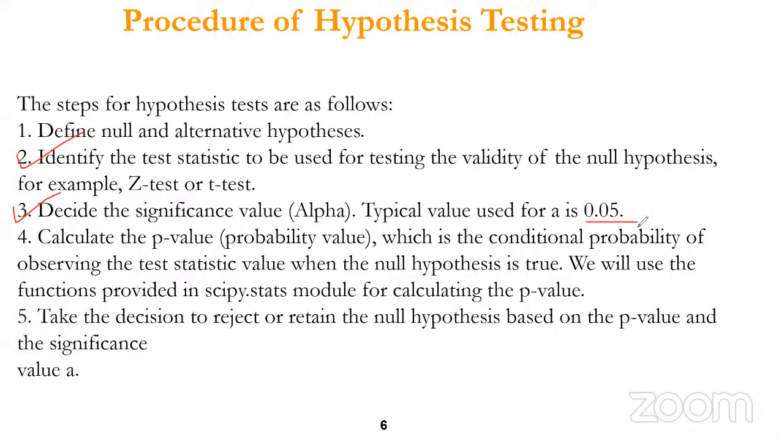which is equal to 0.05. We'll assume it as a standard value. Otherwise, it will be given in the problem statement. Now we'll calculate the probability, and that probability we'll compare with our alpha value and decide whether to reject or retain the null hypothesis based on the p-value and the significance value alpha.